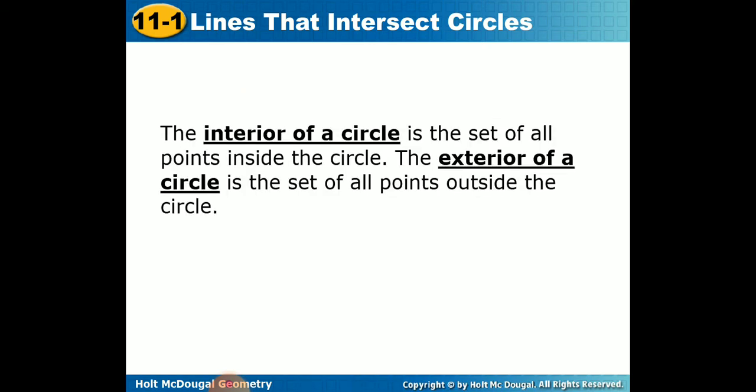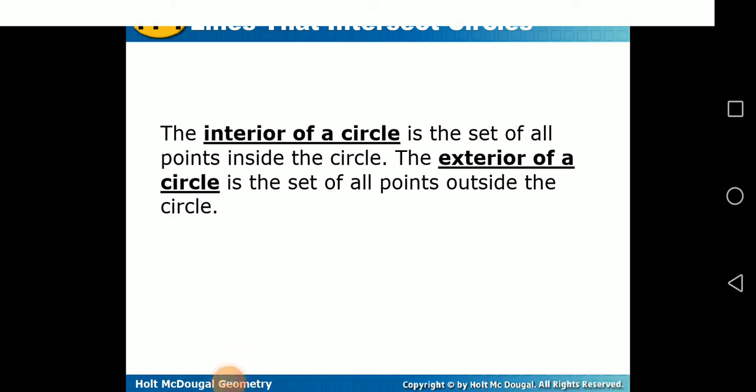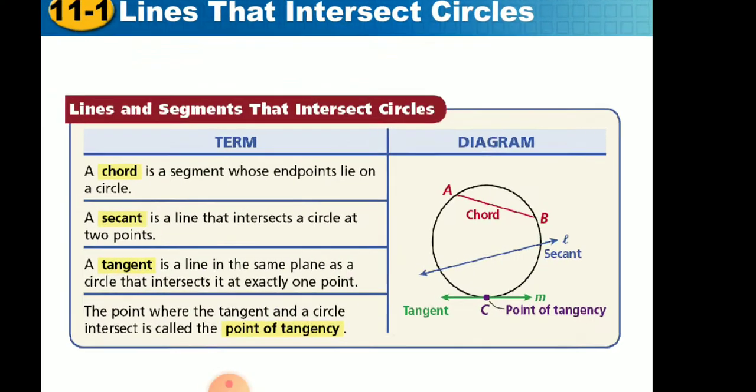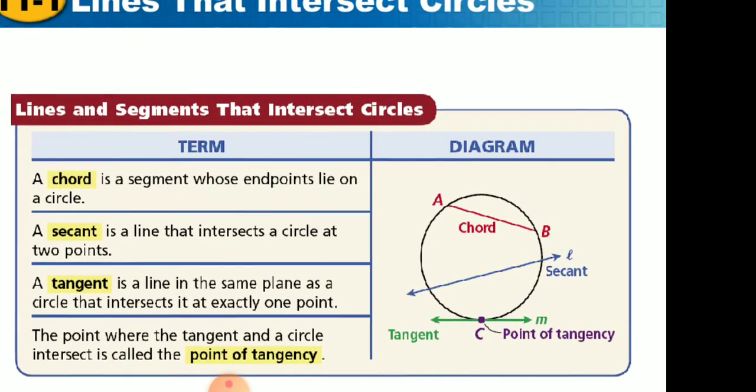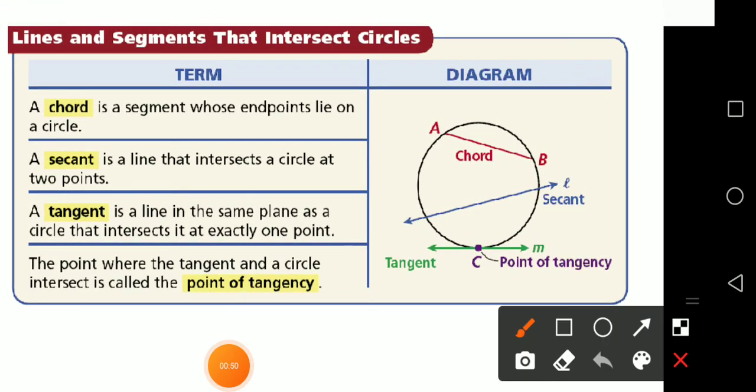The interior of a circle is the set of all points inside the circle. And what about the exterior? The exterior of a circle is the set of all points outside the circle. So let's start here. Don't panic. We have a circle, and here are some lines and segments that intersect circles.